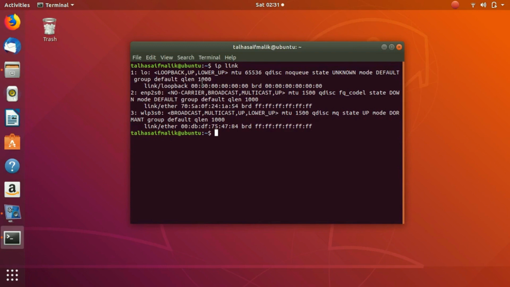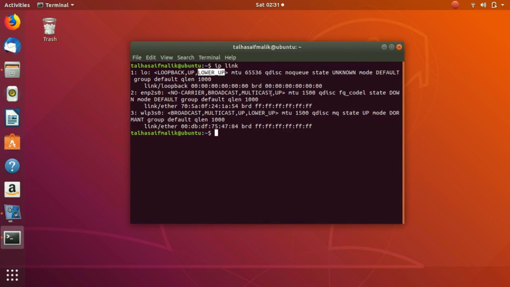Okay, so right here LOWER_UP is very essential. When you see LOWER_UP, it just means that it has established a link at the physical layer of the network. If you have studied networking, there are seven layers of network and one of them is the physical layer. So this LOWER_UP just means that you have established a connection with the physical layer.